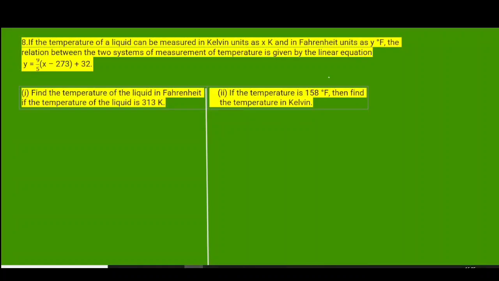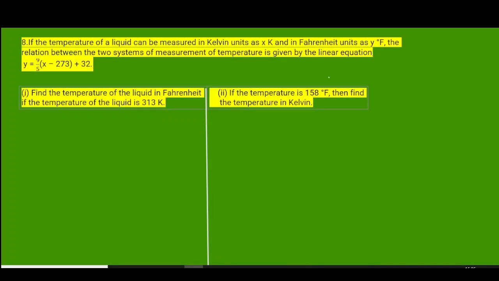Let's see the solution of the 8th question. If the temperature of a liquid can be measured in Kelvin units as x K and Fahrenheit units as y degree Fahrenheit, the relation between the two systems of measurement of temperature is given by the linear equation y = 9/5 (x - 273) + 32.